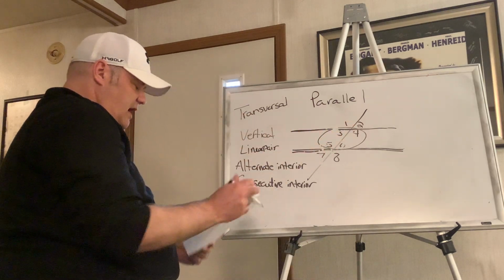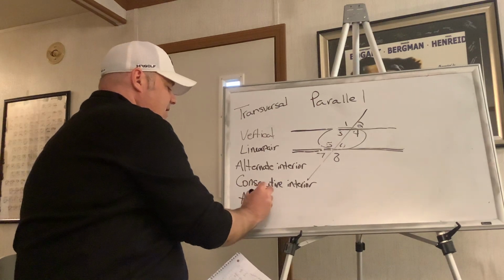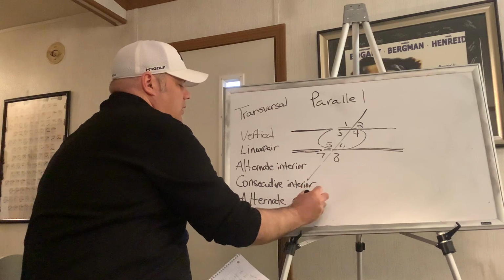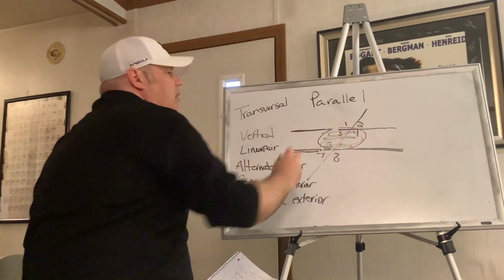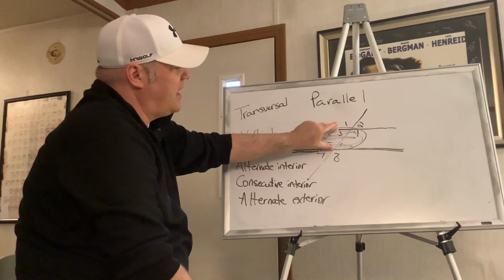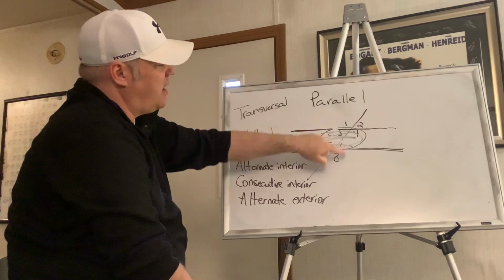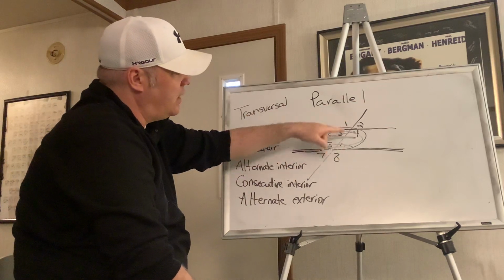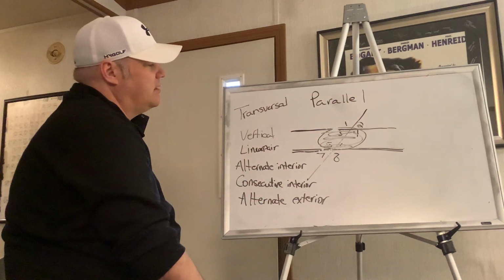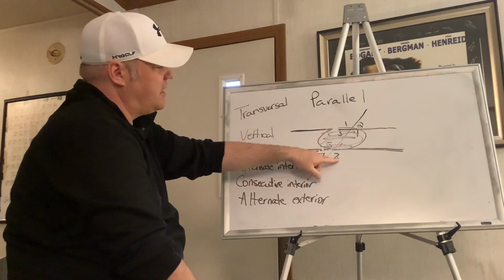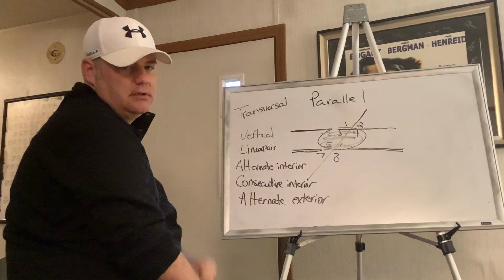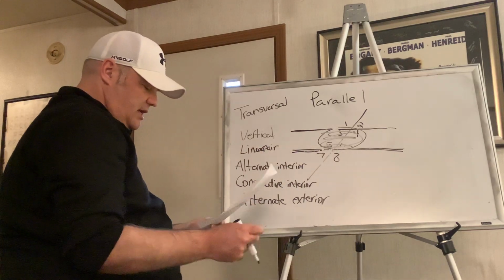Then you've got alternate exterior. Now we're not dealing with the interior angles anymore. We're dealing with the outside ones of the train tracks. Alternate means they're on opposite sides of the transversal. So 1 and 8 are alternate exterior, and 2 and 7 are alternate exterior. What's special about those is they're the same. If that one's 120, so is that one. If this one's 50, so is that one. So on.